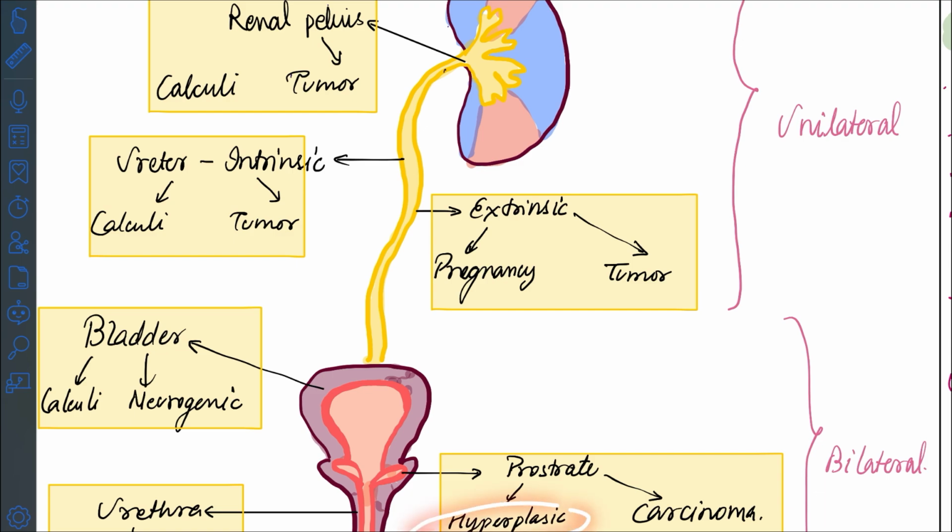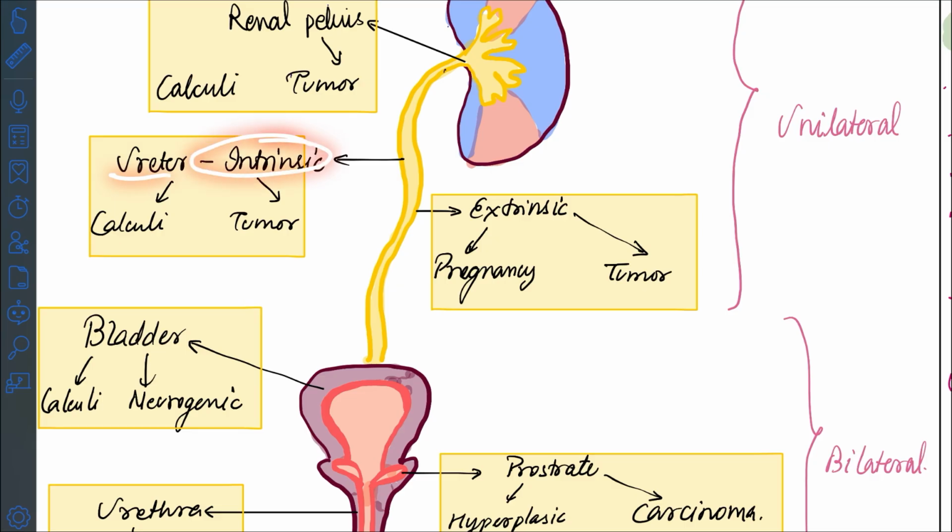So in the prostate, we are very familiar with one condition, benign prostatic hyperplasia. This hyperplasia can lead to obstruction of urine. In the bladder, it can be calculi or neurogenic causes. The neurogenic conditions of the bladder, like autonomic or autonomous bladder, can all lead to obstruction.